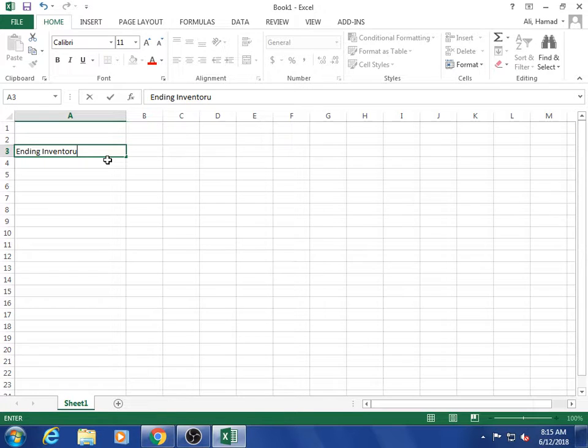Inventory. Ending inventory is 350 units, correct? Yes, sir. Okay, the question says, number one, using a periodic inventory system, compute cost of ending inventory, cost of goods sold, and gross margin. Use the average method. Let's use the average method first.